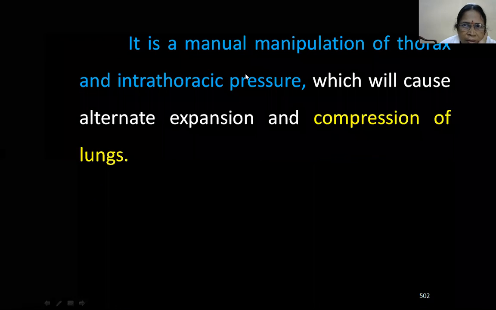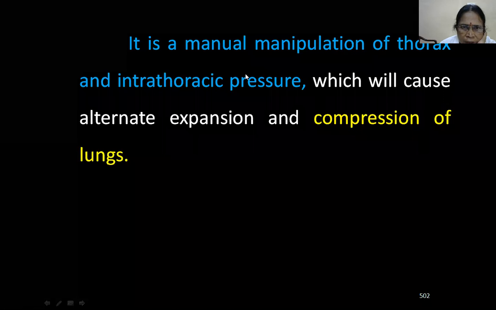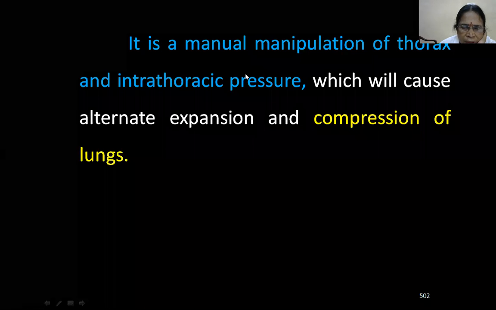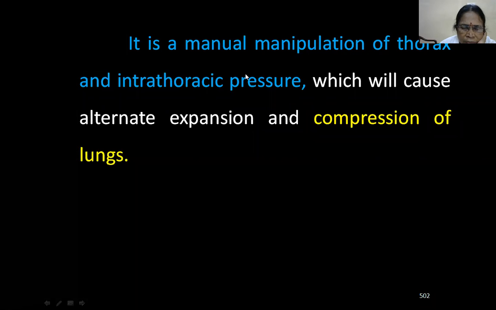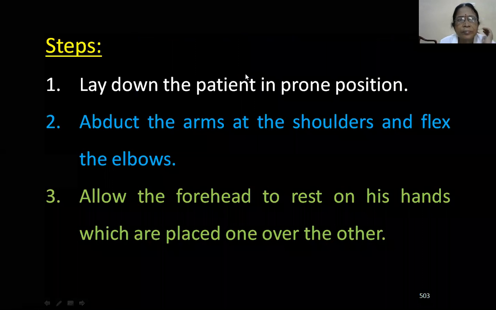And this Holger-Nelson method is a manual manipulation. That is, intrathoracic pressure is increased and decreased alternately. We compress the lungs externally, and thereby expiration occurs. Then when we withdraw it, inspiration occurs alternately. Therefore, it's a manual manipulation of intrathoracic pressure.